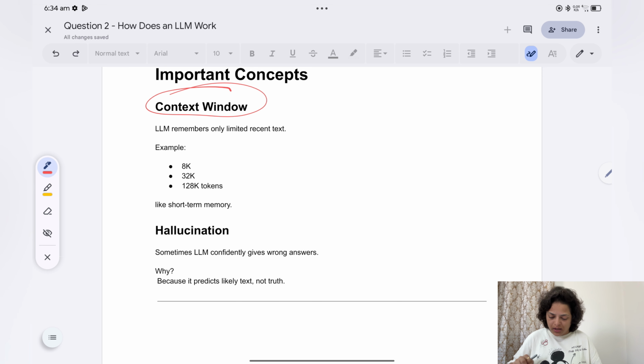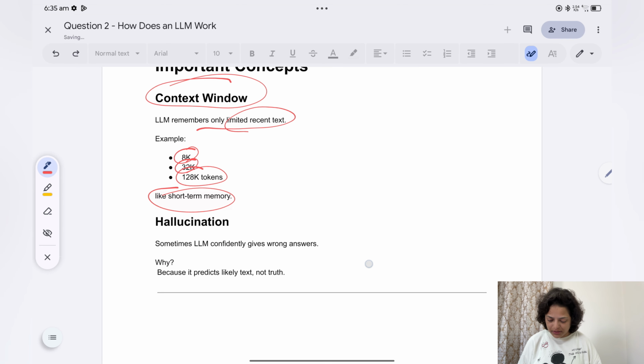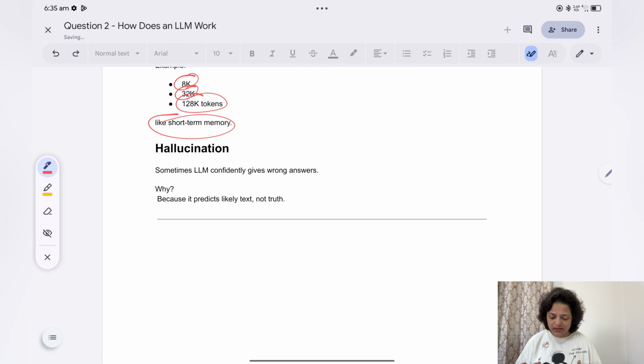Here we do the chunking because the context window for the LLM is limited. You cannot send a huge context there. You have to send the relevant context only. That is the context window of the LLM. The LLM remembers only limited recent text, for example 8K, 32K, or 128K tokens. This is the limit, like short-term memory.